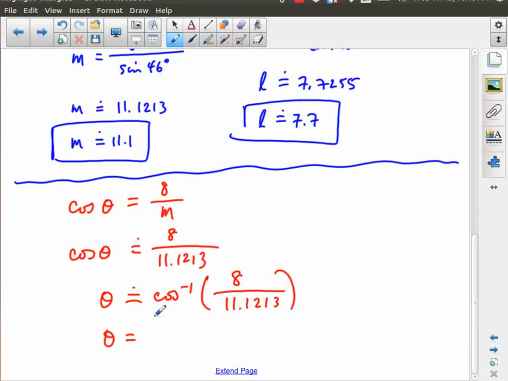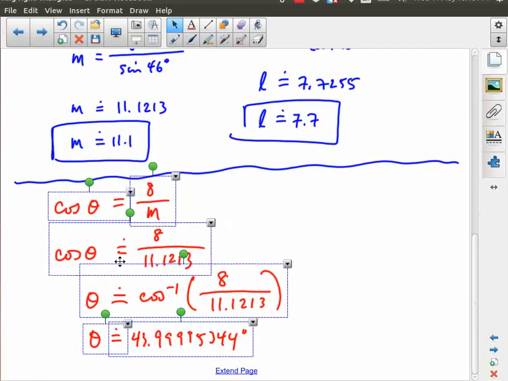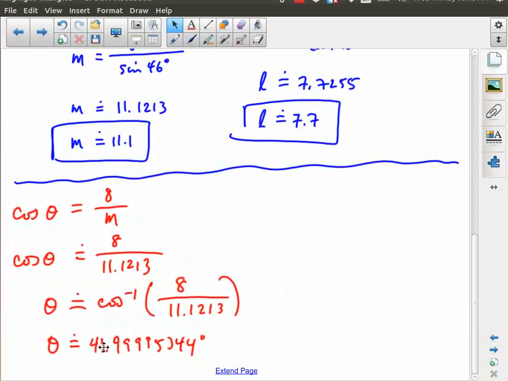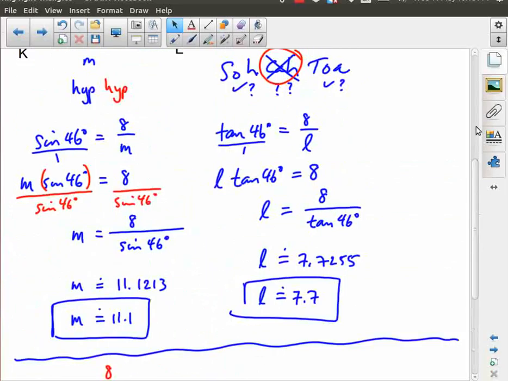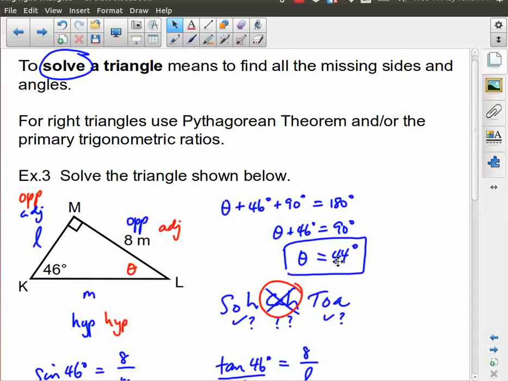And when I put that in my calculator, being careful, I take the inverse cosine, and I'm going to use a bracket to do 8 divided by 11.1213, close bracket, equals. I get an answer of, and this is right from my calculator, 43.99995344, approximate, and that's degrees. And hopefully you see the problem with that, which is, even though it's incredibly close to 44, up here there was no rounding at all. The answer is exactly 44.